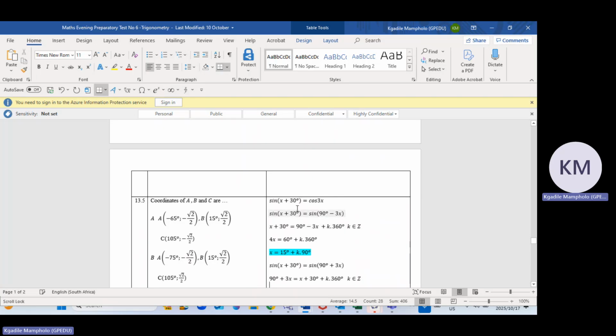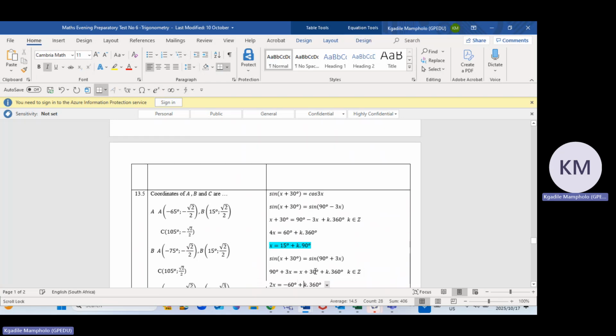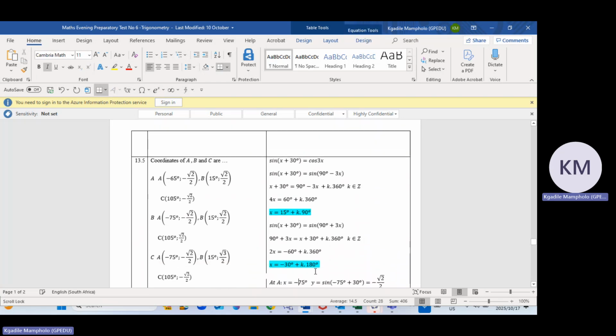Now, if the ratios are the same, therefore the angles are equal, then we say x plus 30 equals 90 minus 3x plus k times 360, where k is an element of the integers. When you generalize it, x is equal to 15 degrees plus k times 90. Now, to get the values, we'll just play with k.